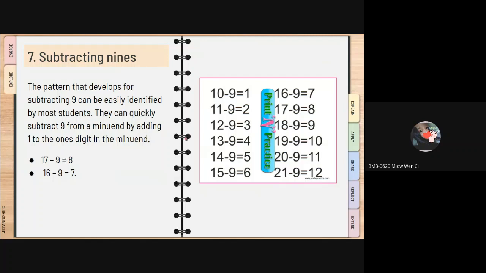Then is subtracting 9. The pattern that develops for subtracting 9 can be easily identified by most students. They can quickly subtract 9 from a minuend by adding 1 to the ones digit in the minuend. For example, 17 minus 9 equals 8. When they want to subtract 9, they will subtract 9 from the minuend by adding 1 to the 7 and subtracting 1 from the tens digit, so it will become 7 plus 1 equals 8. Okay, next, Atira.